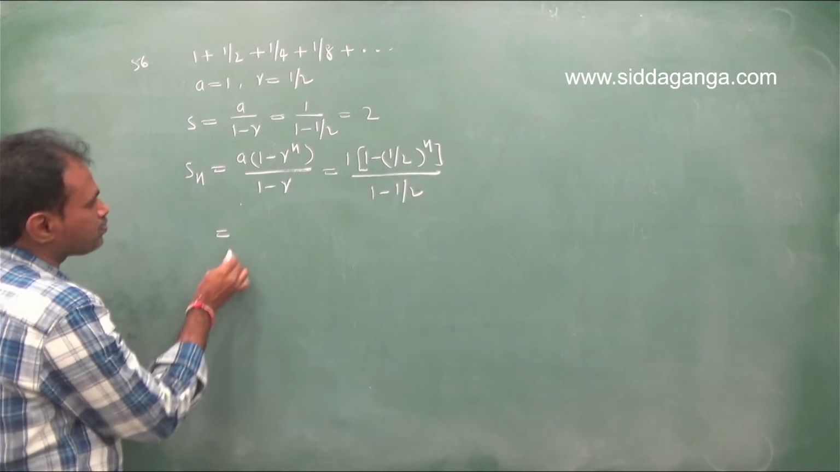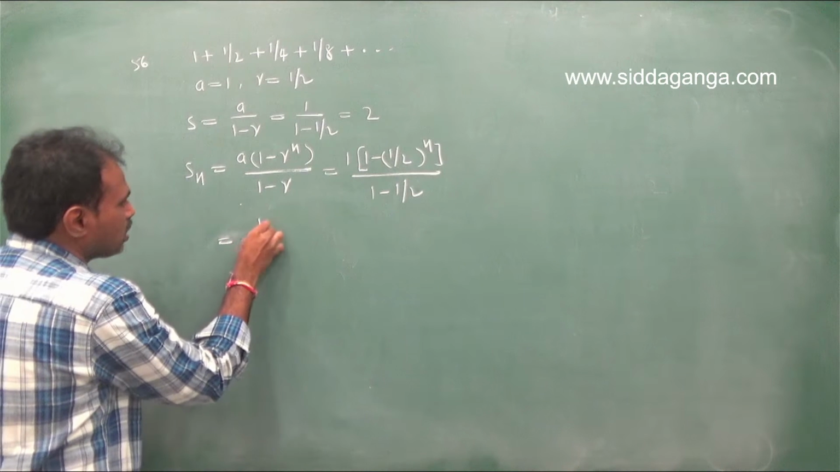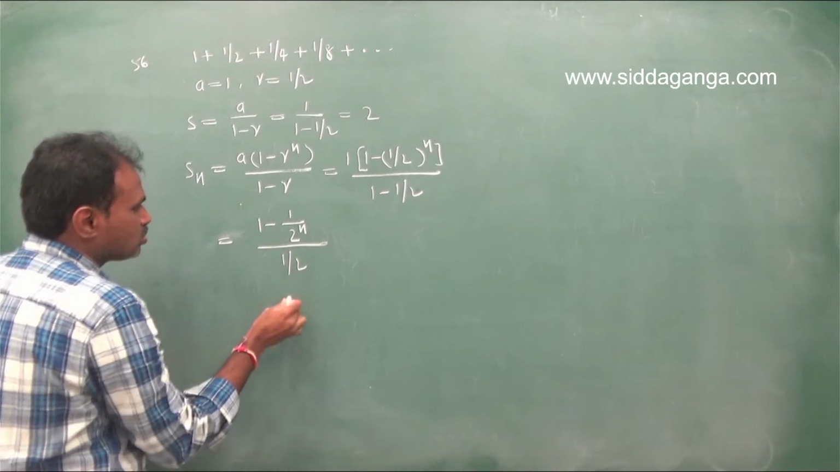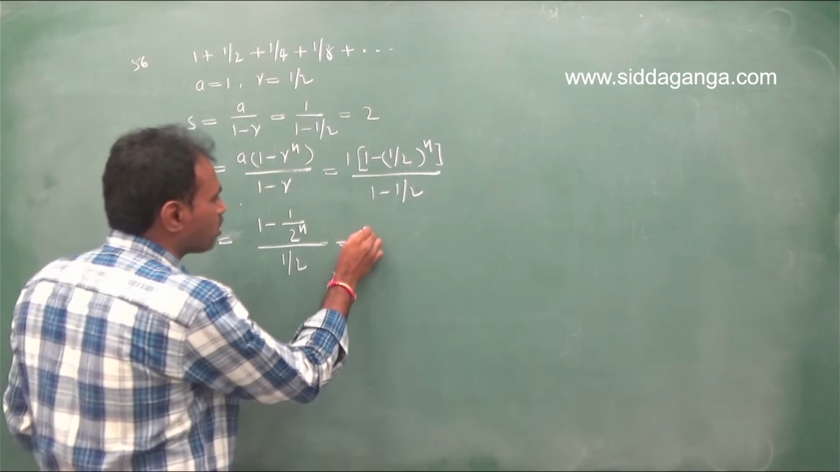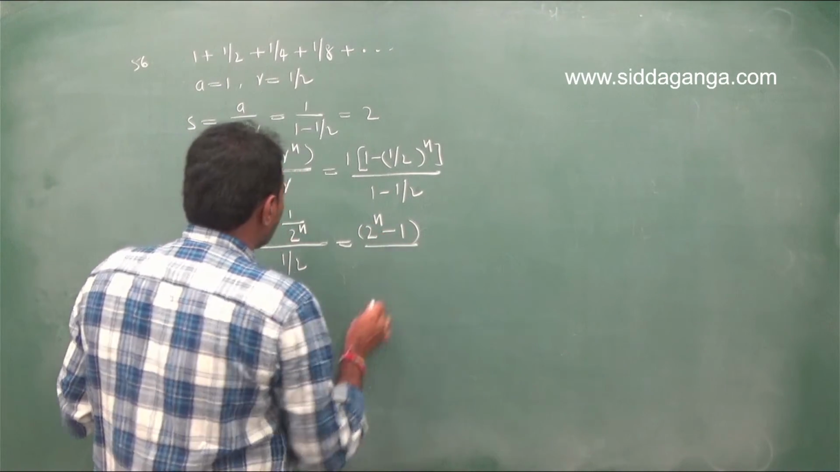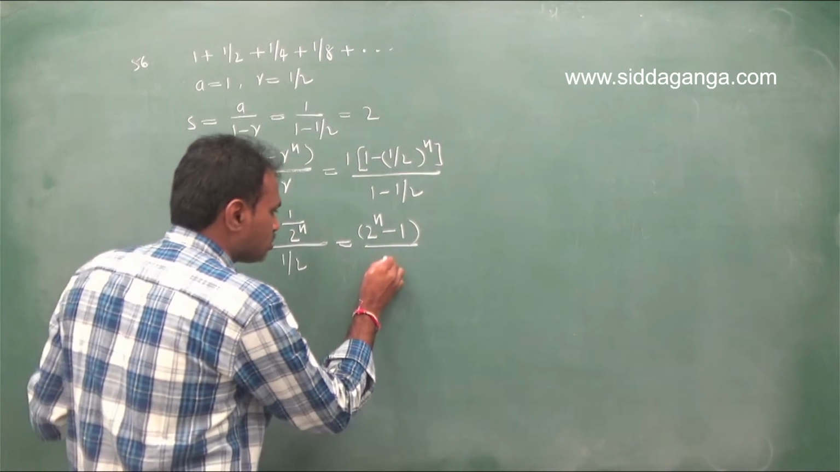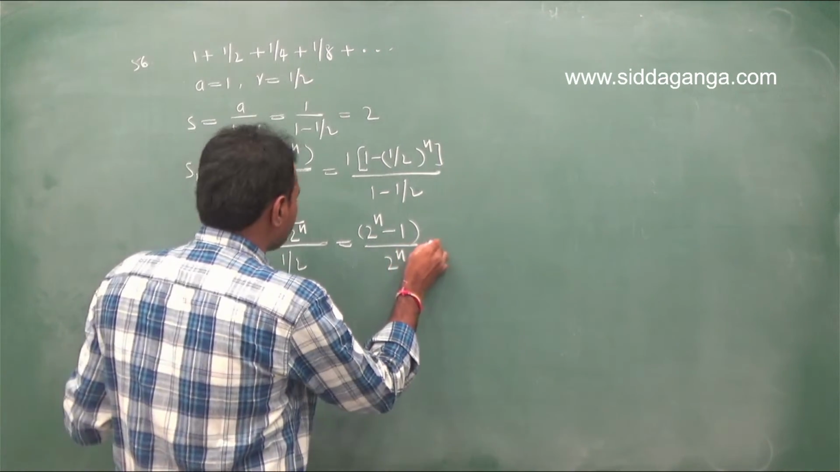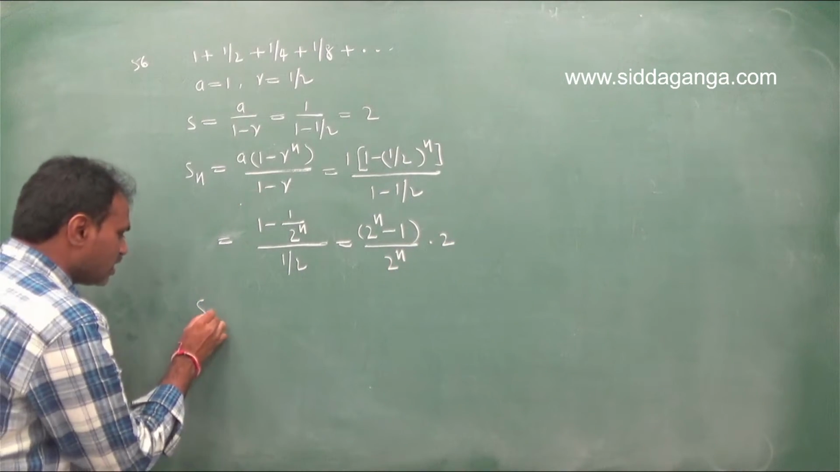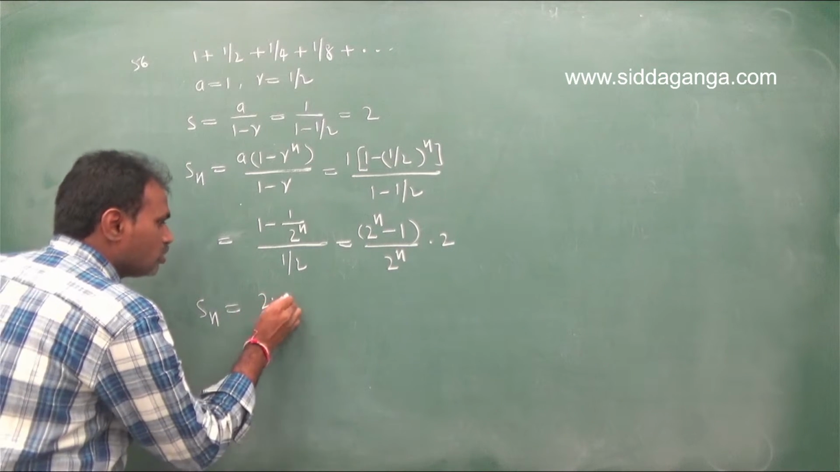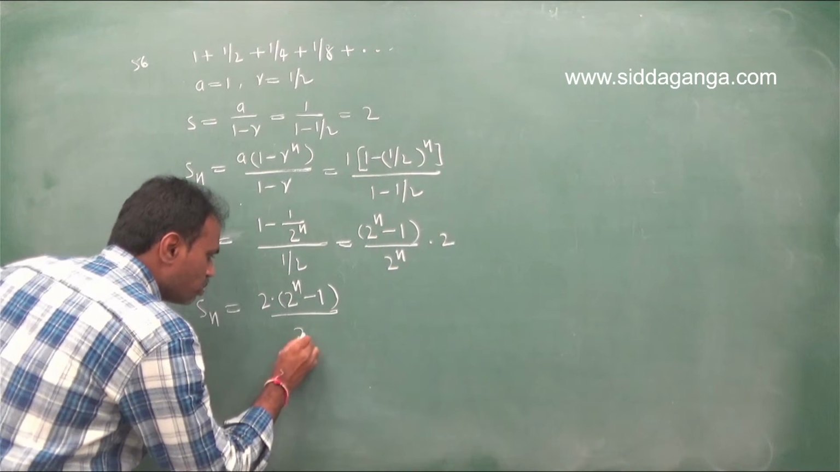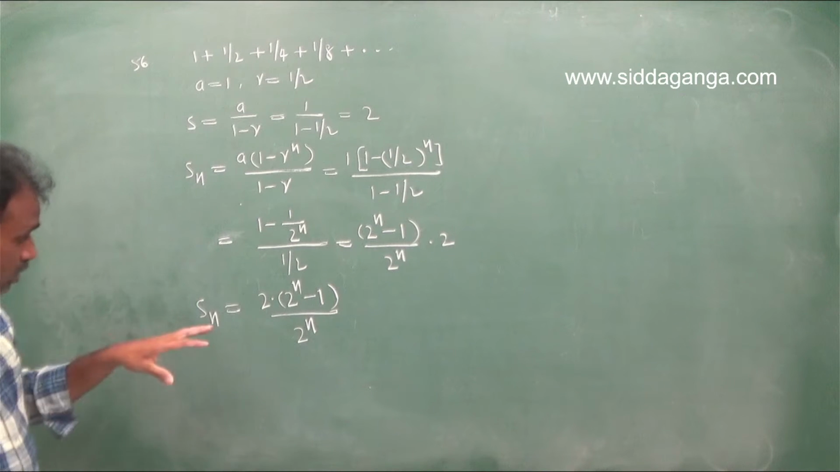Therefore it is equal to 1 minus 1 by 2 power n divided by 1 by 2. If we take the LCM, it is 2 power n minus 1 divided by 2 power n, into 1 by 2, that is reversed into 2. Therefore Sn equal to 2 into 2 power n minus 1 by 2 power n. This is the Sn value.